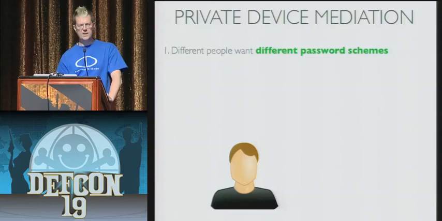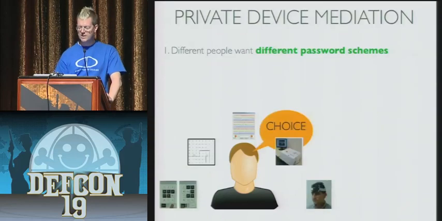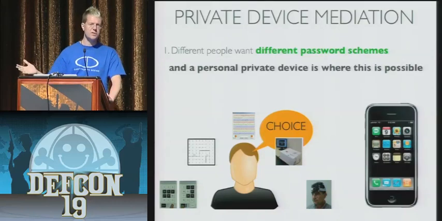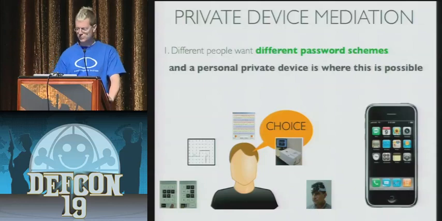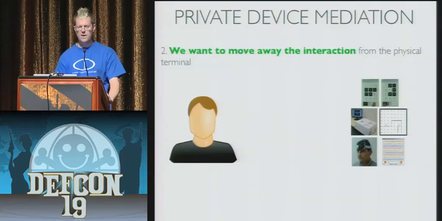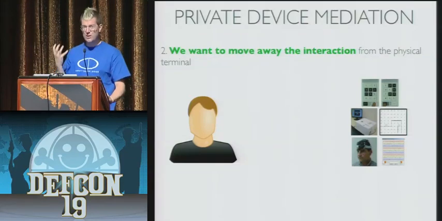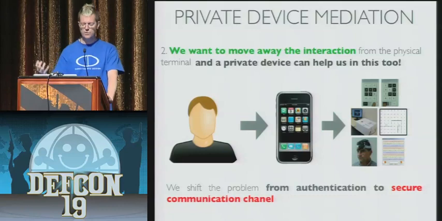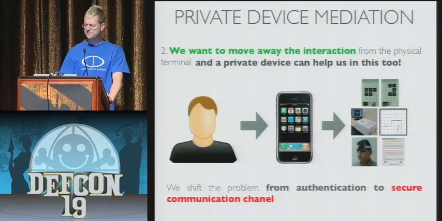We want to use different pin entry schemes like the web example, but we can't expect ATM manufacturers to include every weird interface device that people in universities come up with. But lots of people carry around these private digital devices like a phone. And we can install whatever we want on that, unless we follow Apple's rules. And we want to make the interaction less physically situated. And the private device does this too, because we can authenticate to the device wherever we want. And then we can use the device to authenticate to the terminal. So it moves the problem from one of authentication to one of communication.